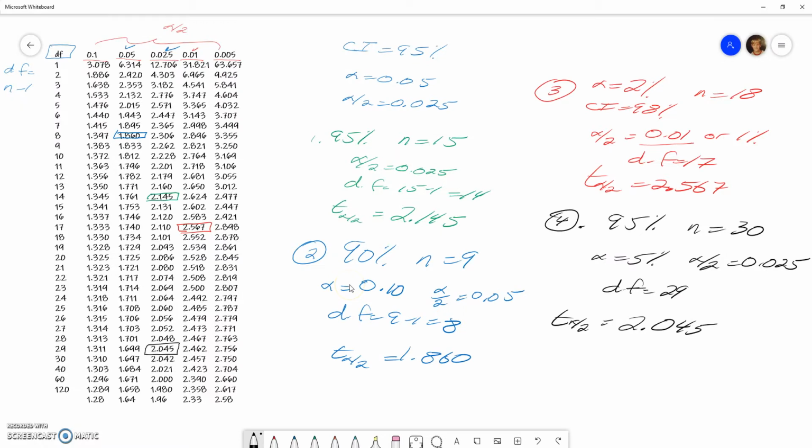Let's go back here and let's use red. So in our other example here, 98% and sample size is 20. So alpha is 2%. So half of alpha is 1%, as a decimal written as 0.01, and degrees of freedom n minus 1 gives us a value of 19. So we're looking at this column here and 19 degrees of freedom. So we go across and there's the value we need, 2.539.